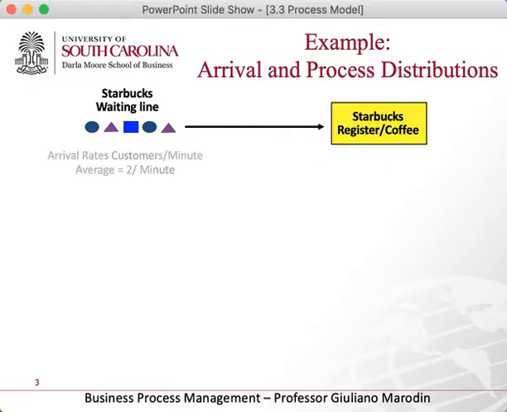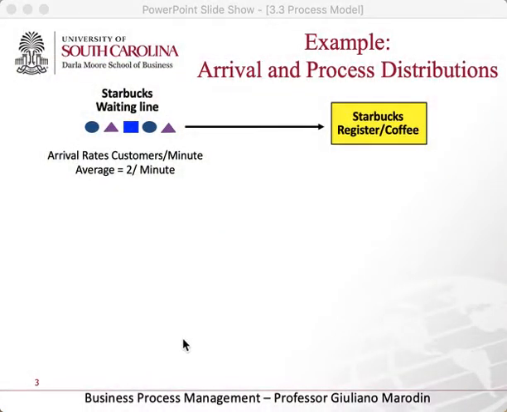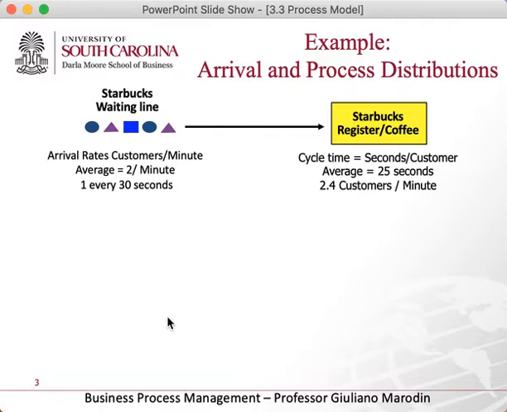And for this example, let's say that the arrival rate of customers is 2 per minute. Okay, so on average, 2 customers arrive every minute. So basically that means that 1 is arriving every 30 seconds. And then here I have my process.